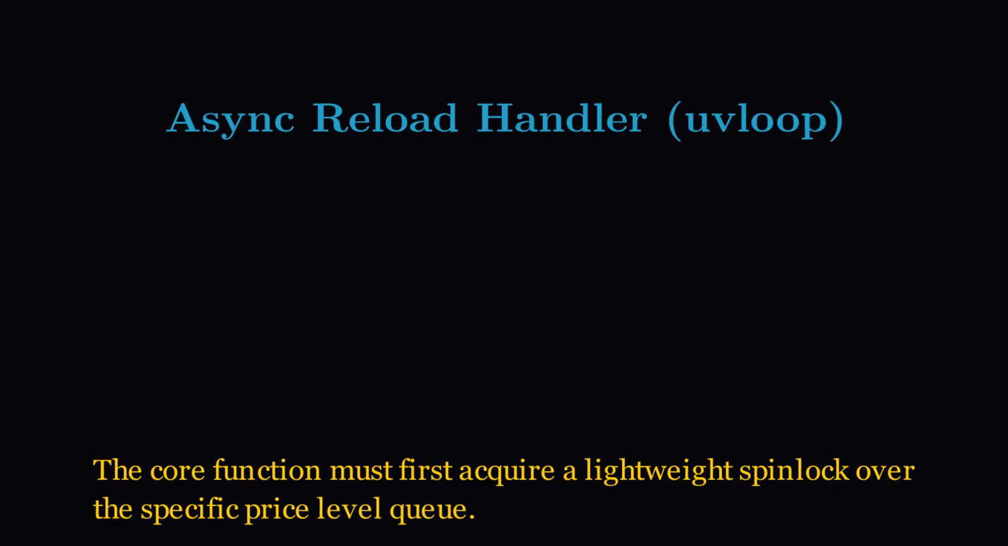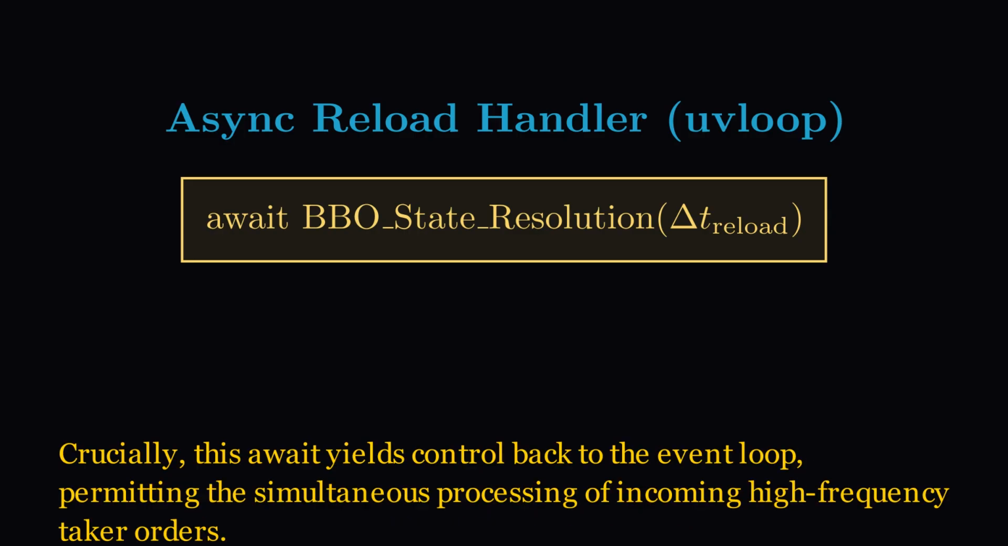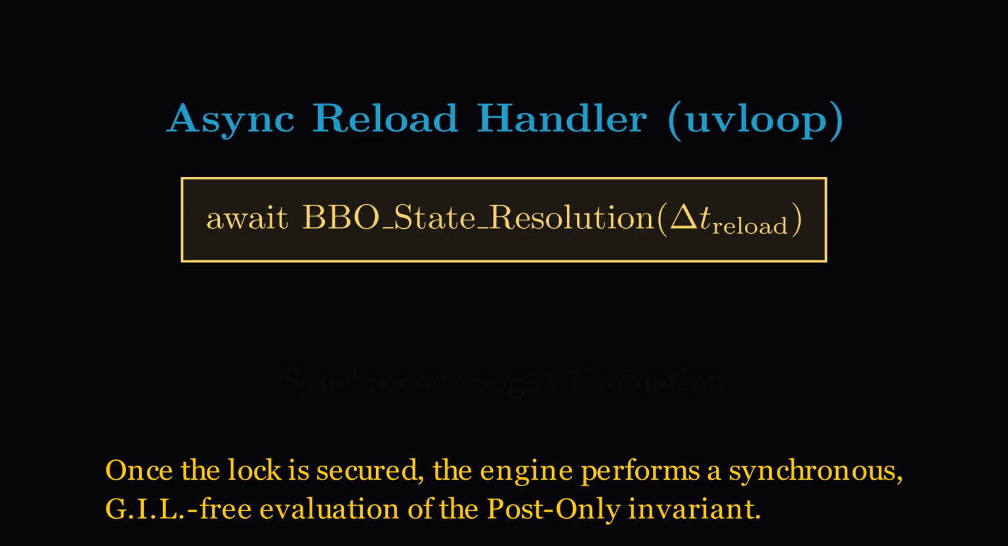The core function must first acquire a lightweight spin lock over the specific price level queue. During the delta T reload window, we explicitly await the resolution of the best bid and offer state vector. Crucially, this await yields control back to the event loop, permitting the simultaneous processing of incoming high-frequency taker orders. Once the lock is secured, the engine performs a synchronous, GIL-free evaluation of the post-only invariant.